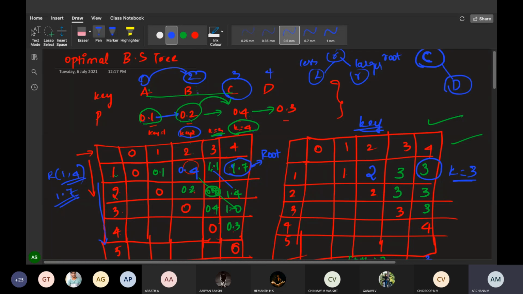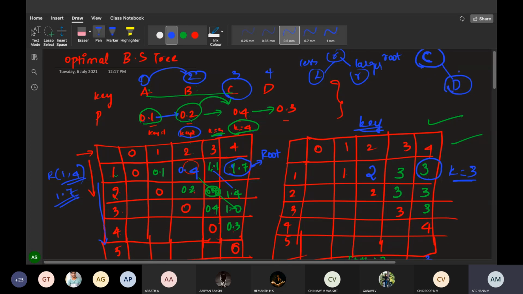Okay. Now among A and B, which will be the parent and which will be the leaf? That we have to see now. Look here. Now you understood what I did? I selected C based on this. The average value is 1.7, and I got 3 as the root. I selected 3. What is that 3? C. I wrote that, and after C, I have only D.